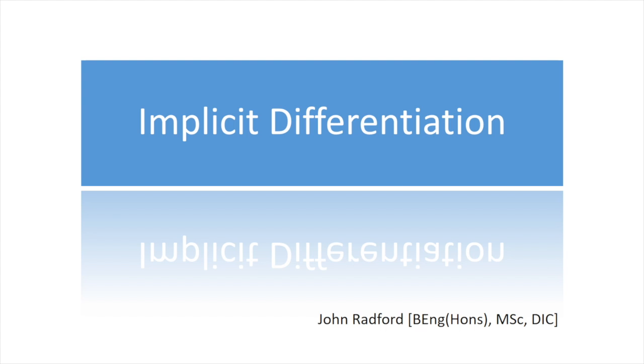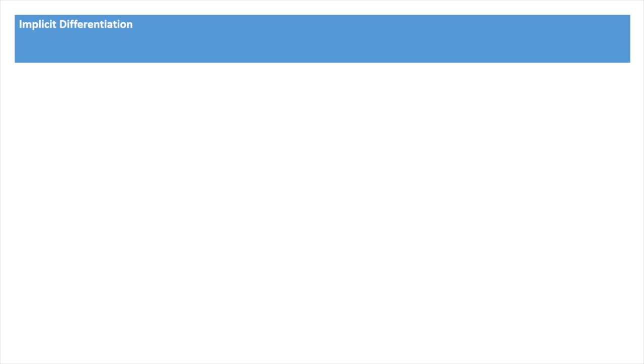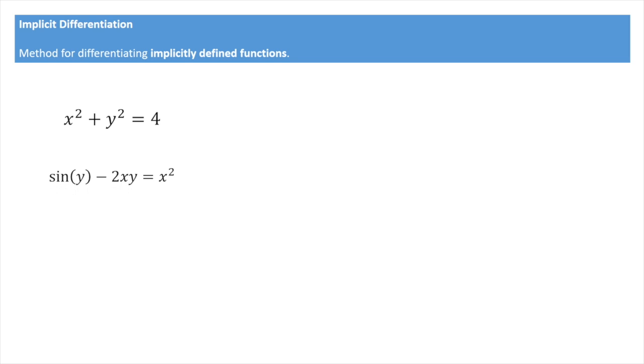In this video, we learn about implicit differentiation. Now, implicit differentiation is a method for differentiating functions in which y is implicitly defined. What we mean by that is functions or expressions looking like x squared plus y squared equals 4, or sine of y minus 2xy equals x squared, or even 3 square root of y plus x squared y plus y equals 7 sine of x.